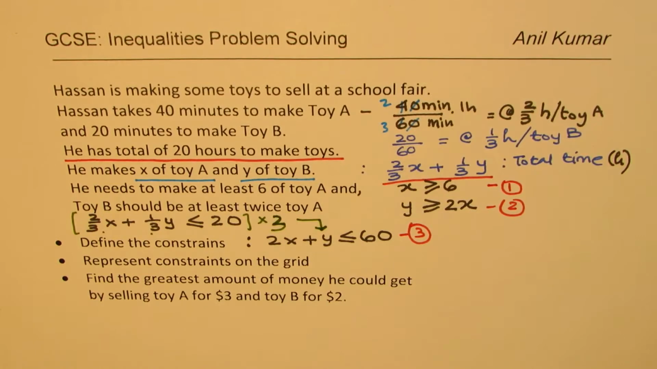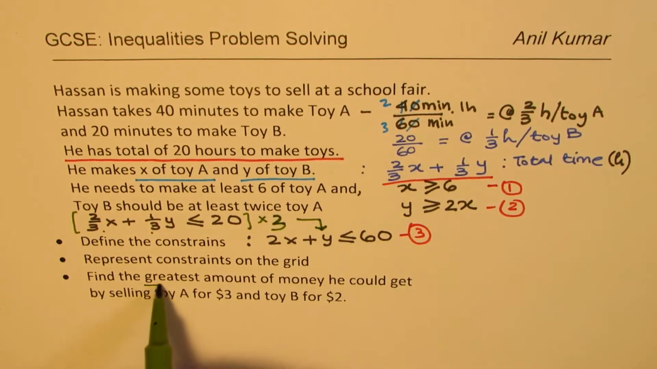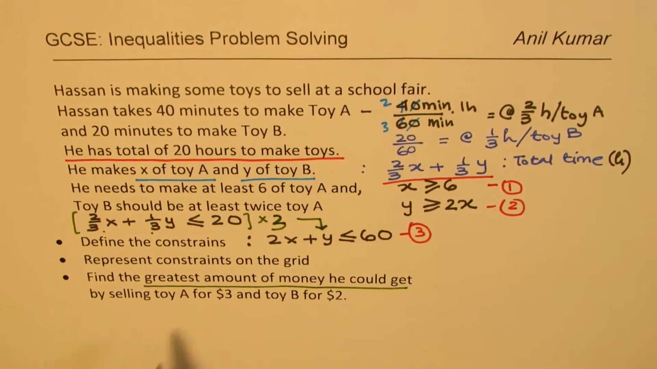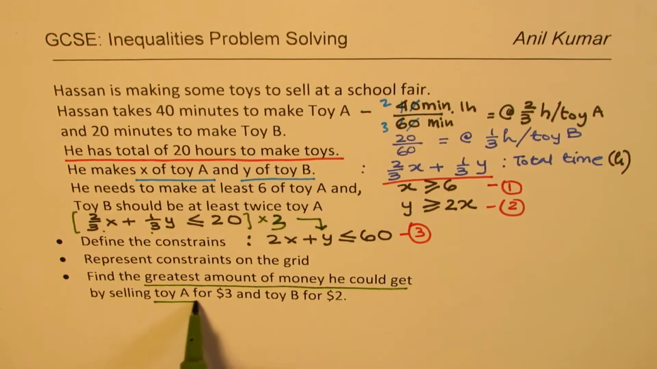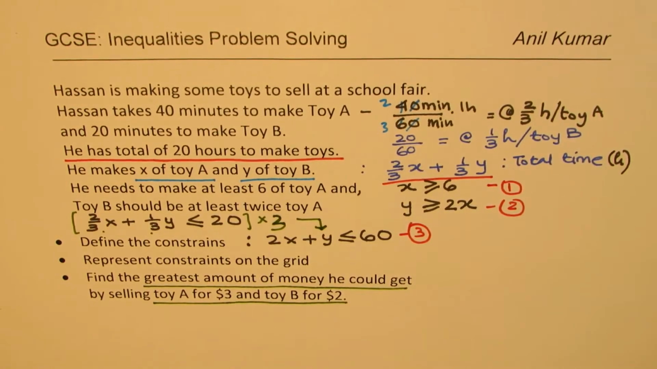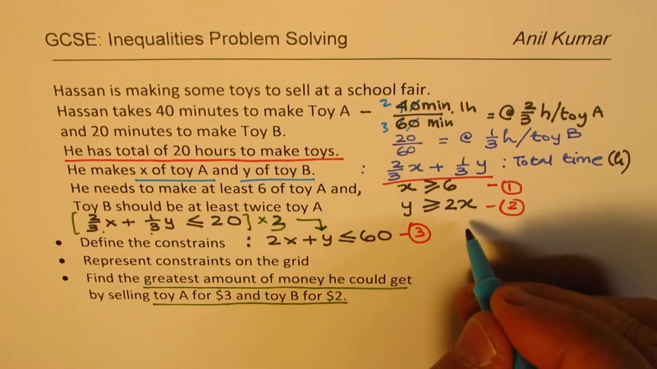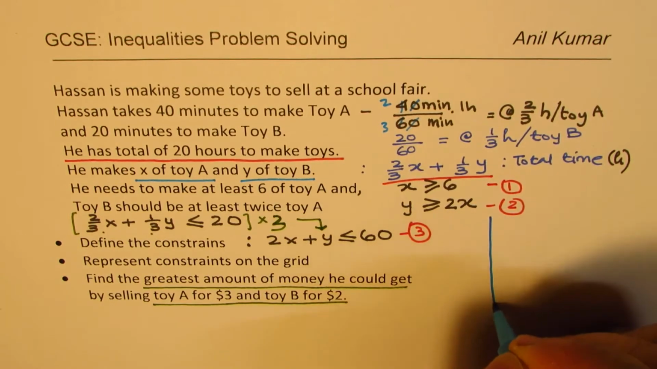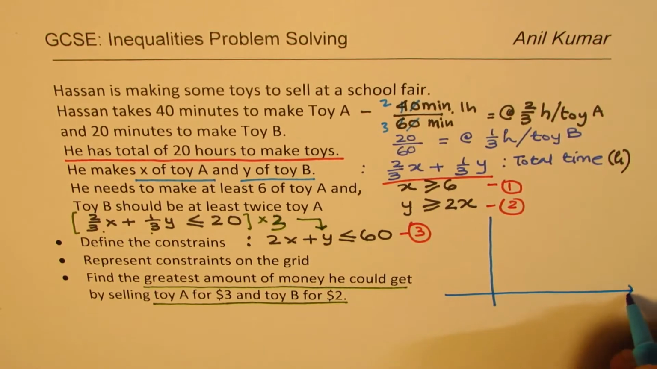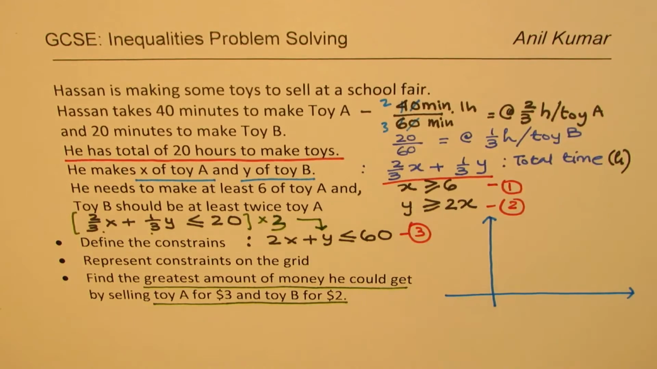So now let's look into sketching the graph for these inequalities, and then from that graph we'll figure out what should be the greatest amount of money he could get, right? And the rates are given to us. Toy A is for $3 and toy B is for $2. Now to give you in short, let's look into this also here. So basically what we're trying to do is we'll have a graph. On this graph, we'll sketch these 3 lines, right?